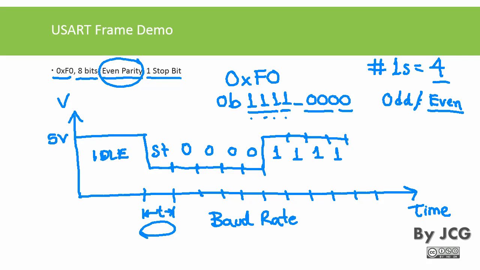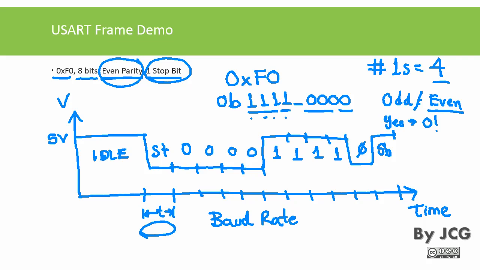You have 4 ones. Since you're sending even parity, that means that you want to tell the other device that you have an even number of ones. So for yes, if you have an even number of ones, you're going to send a 0. 0 means I do have an even number of ones. Okay, so we're going to send the parity, and we're going to send a 0. Then I want to send the stop bit, and the stop bit is a 1.